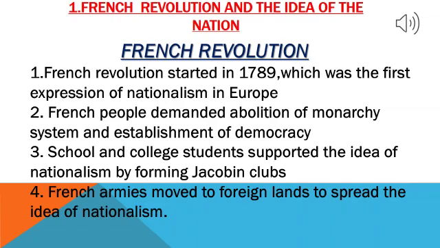Well, children, later on we find that the French armies moved to foreign lands to spread the idea of nationalism, through landing on such countries where people were dominated by the monarchs.